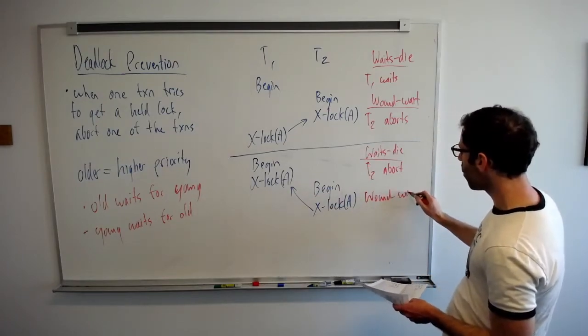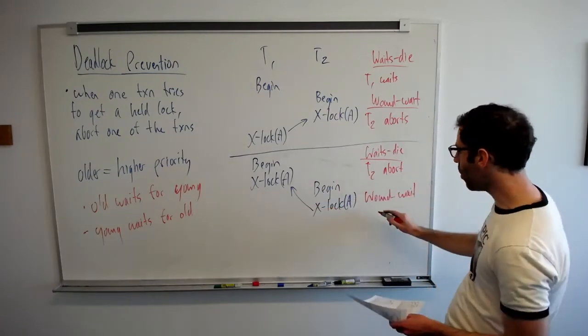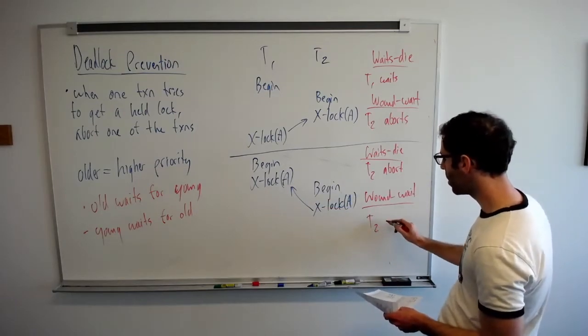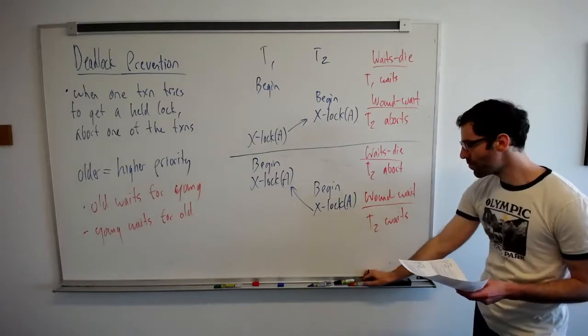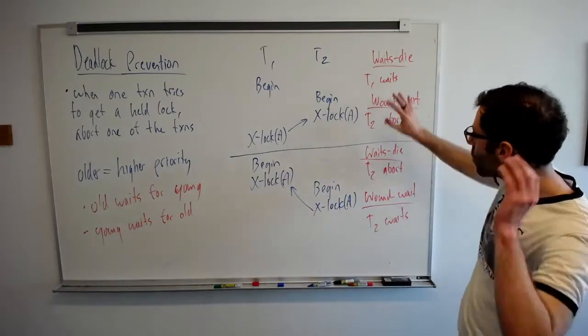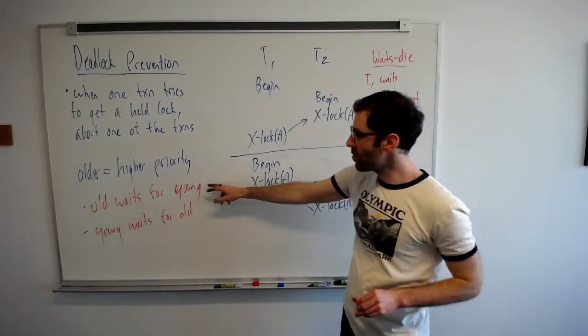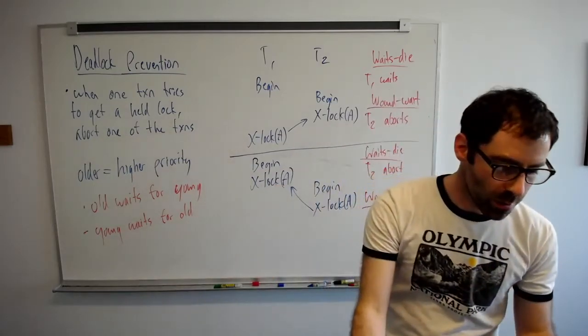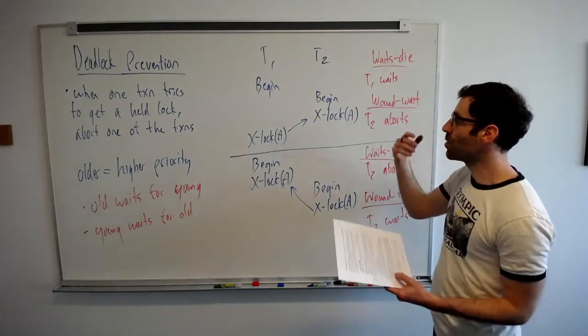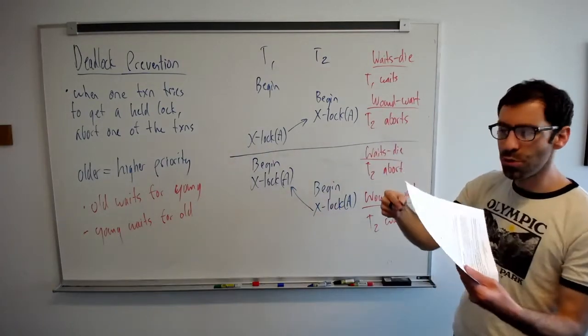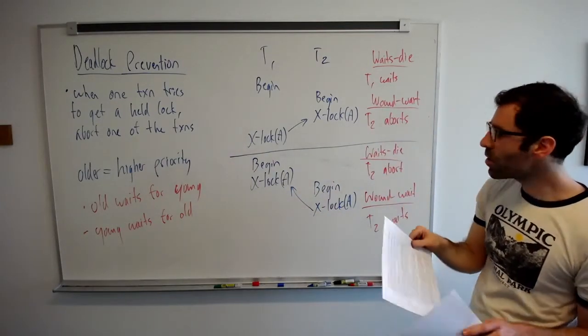Wound-wait says young waits for old, and so T2 would wait. Under either of these two schemes, we're able to prevent deadlock because we're never going to have two transactions waiting for each other.